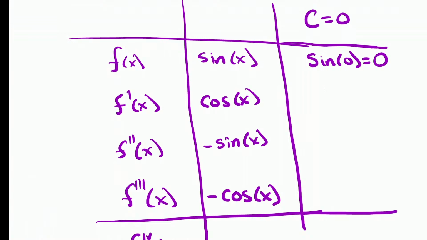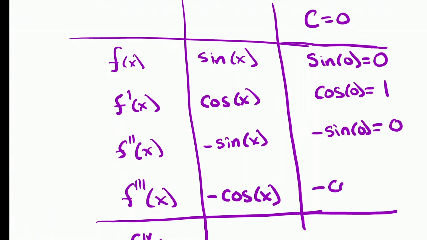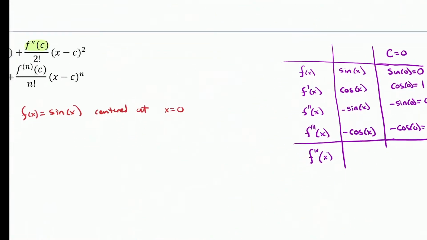Sine of 0 is 0. Then we have cosine of 0, which is 1. And then the negative sine of 0, which is 0. And the negative cosine of 0, which is negative 1. So far, so good. Next, we've got to plug those in.